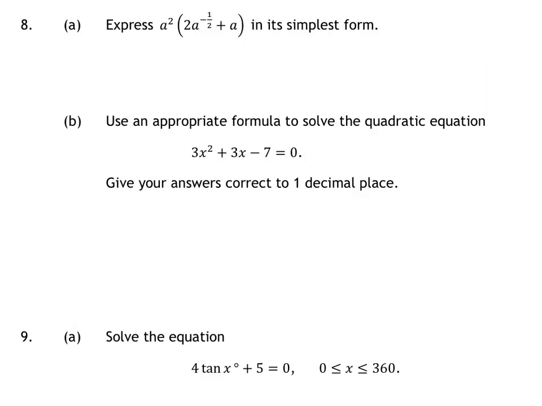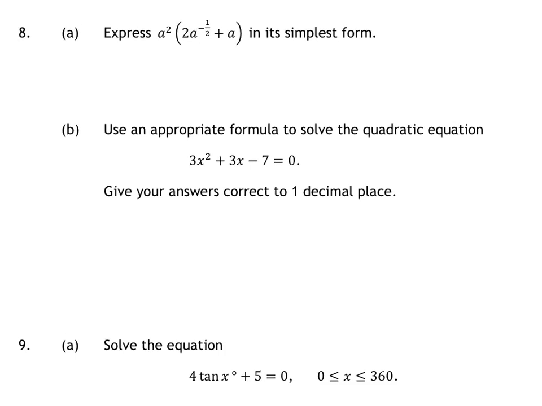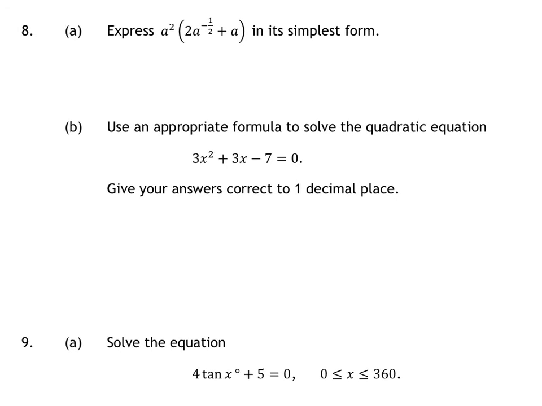Okay, so a bit of indices. We have to express this in its simplest form. Anytime you multiply brackets, remember you're multiplying. The rule for indices: if you're multiplying two different powers, you add the powers. And if there are any numbers in front, you do the same. So we've got a 1 times a 2, so we've got a 2a, and then you've got 2 take away a half.